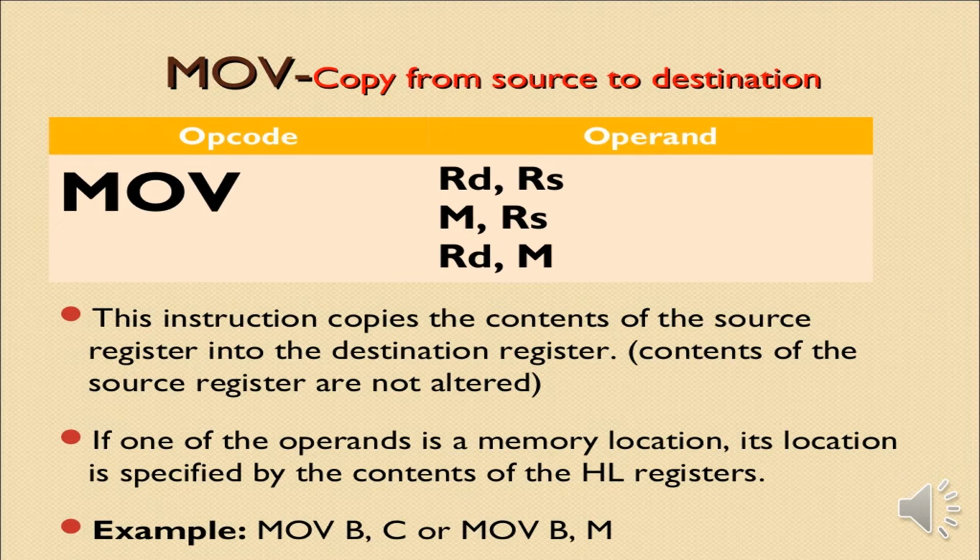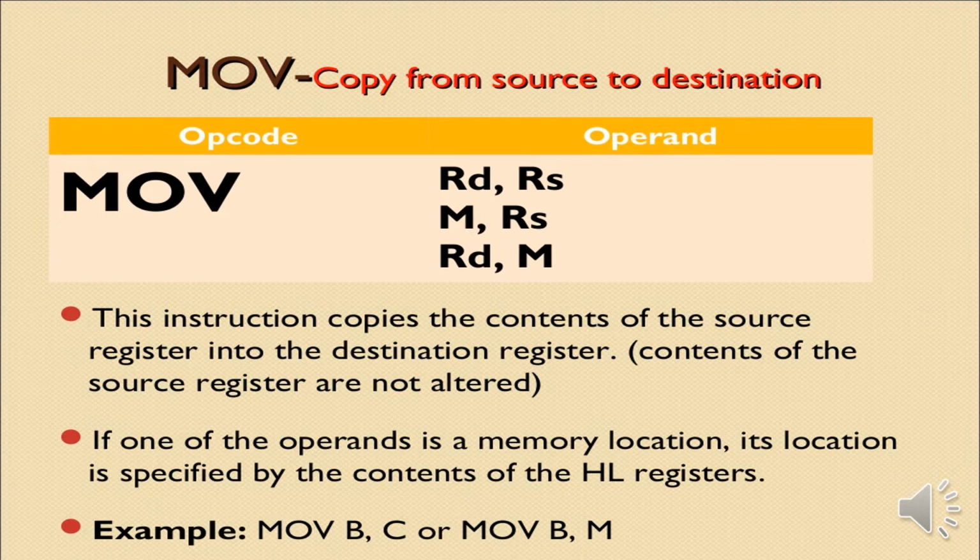So the content of the source registers is not altered. The destination register content is altered. One of the operands can be a memory location, so memory is also one of the operands in the move instruction. Its location is specified by the content of the HL register pair. The HL register pair is a 16-bit register, so it holds the address of the memory.